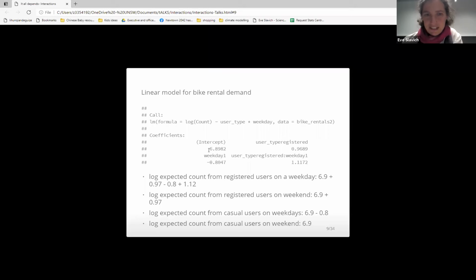So we're going to take the intercept, and we're going with registered users. So user type registered is included in this sum, because that's the x1 variable that equals 1. And we're looking on weekdays, so weekday is 1. So we subtract 0.8 and then we add 0.11. I'm not sure why I didn't calculate these. I just left them as sums.